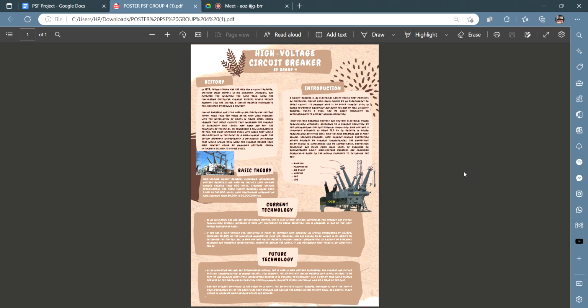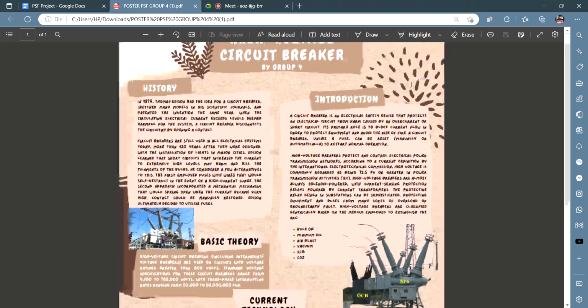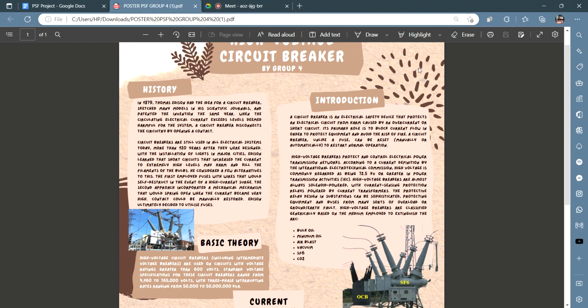Today we are going to discuss the protection scheme, which can be specified by a high voltage circuit breaker. So this is our poster for our project. For the introduction, a circuit breaker is an electrical safety device that protects an electrical circuit from harm caused by an overcurrent or short circuit. Its primary role is to block current flow in order to protect equipment and avoid the risk of fire. A circuit breaker, unlike a fuse, can be reset manually or automatically to restart normal operation.